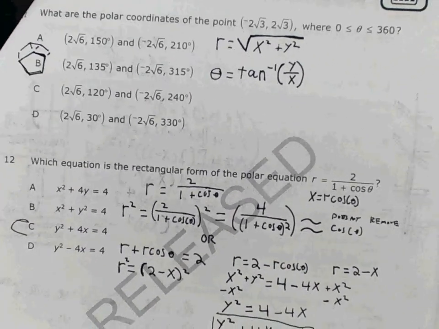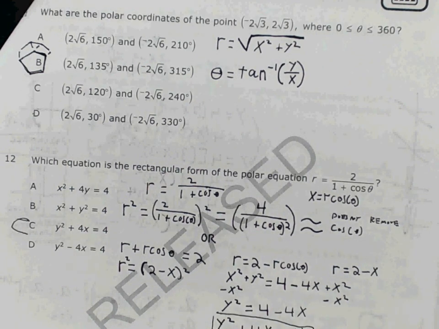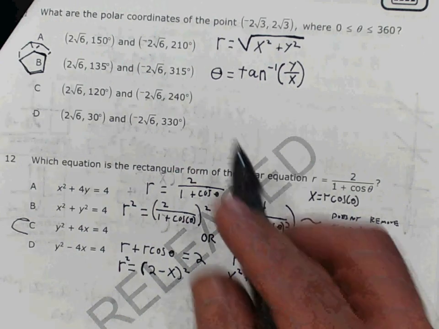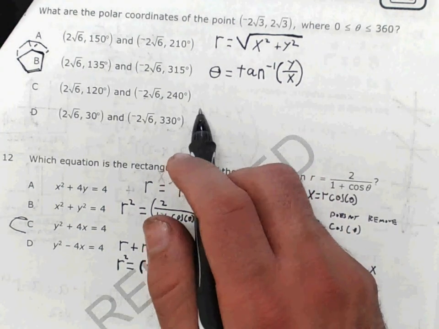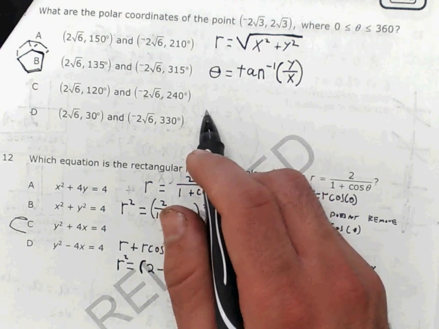11. What are the polar coordinates of the point (-2 root 3, 2 root 3), where 0 is less than theta is less than 360? So let's choose B, and B is going to be the right answer. Let's actually evaluate it though.